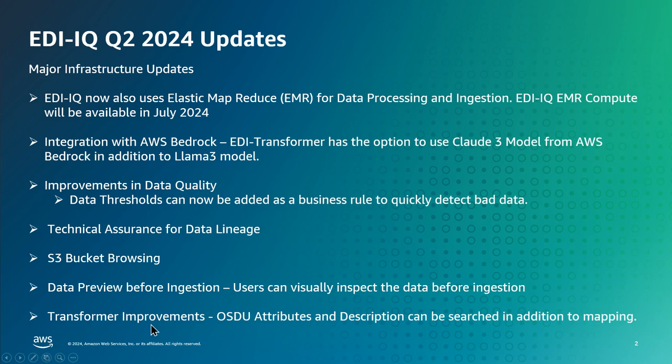And then in terms of the transformers, the idea of a transformer is that EDI accelerates the whole data ingestion by doing a quick source to target mapping. But now, as OSDU is evolving, we have an easy way to search all the attributes very quickly with a quick search, in addition to the transformer. Okay.